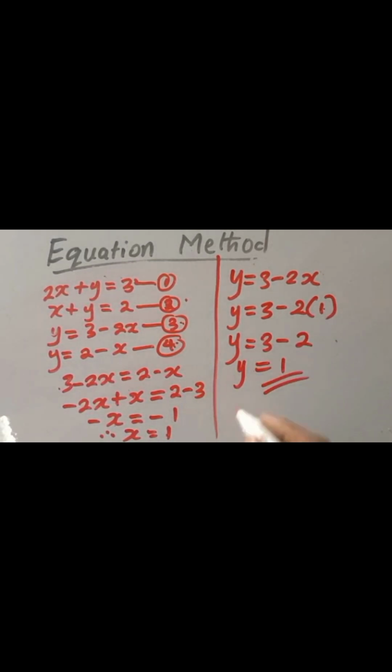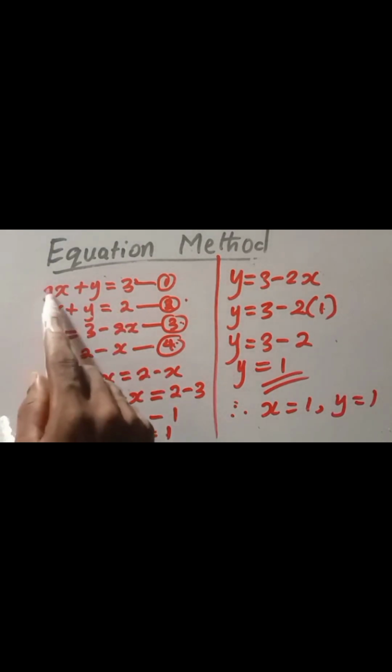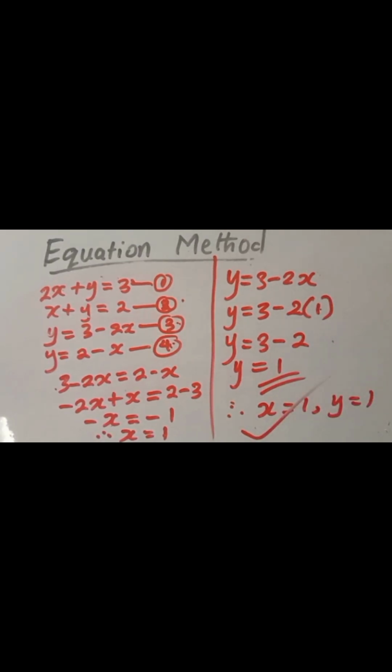Alright, so therefore we have it that x is equal to 1, y is equal to 1. And if you check, 1 plus 1 will give you 2. 2 times 1 plus 1 will give you 3. So that's how we solve for the values of x and y using the equation method.